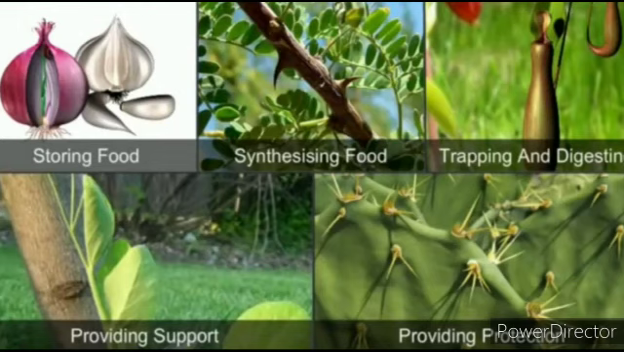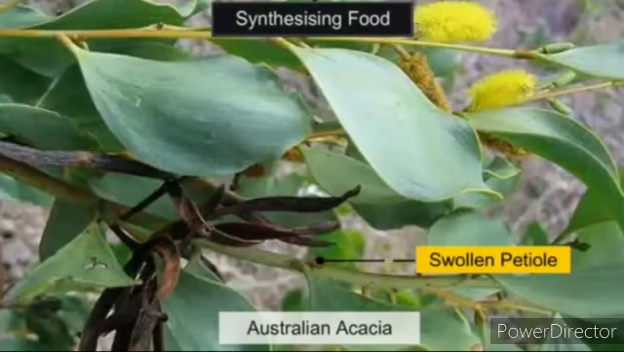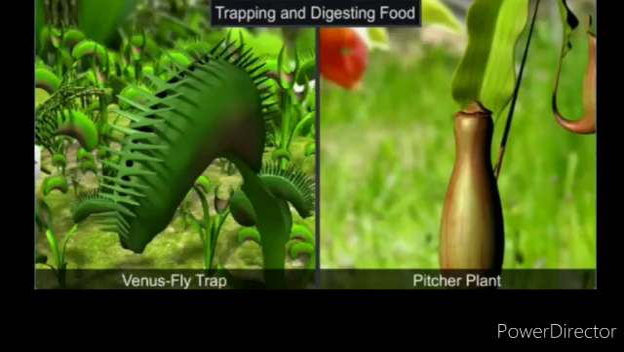The fleshy leaves of onion and garlic store food. Tendrils for climbing, spines for defense, and storing food and water. Onion and garlic are also leaf modifications. In some plants such as Australian acacia, the leaves are small and short-lived. The petioles in these plants expand, become green and carry out photosynthesis, synthesis of food. Leaves of certain insectivorous plants such as pitcher plant and Venus flytrap are also modified leaves. Okay, thank you.